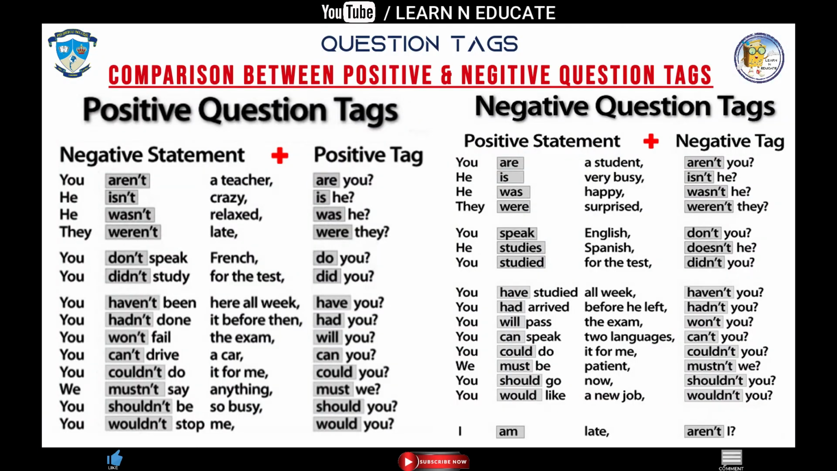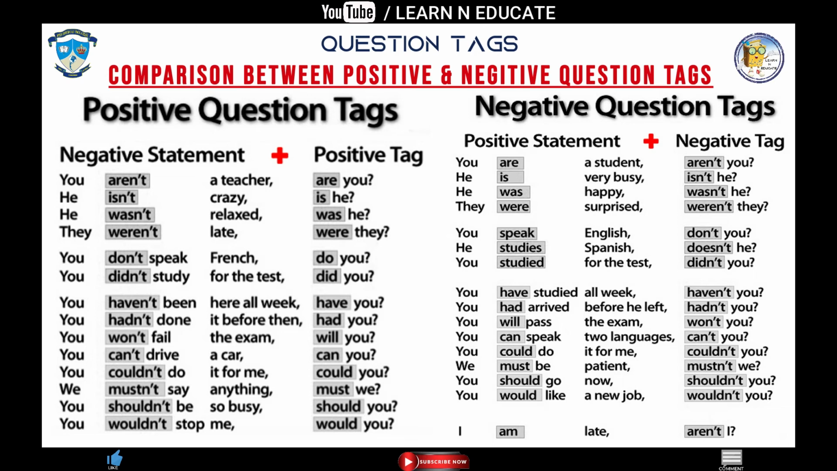Now let's compare the positive question tags and the negative question tags with the help of a few examples. Now here you have to focus on the dark colored boxes. This will help you to understand how the auxiliary verbs and modal verbs are changing in the question tags. So let's start. First we'll see positive question tags, okay? Negative statement will give positive tags. So let's start. You aren't a teacher, are you? So what's happening here? Aren't, that is are not, is changing into are.